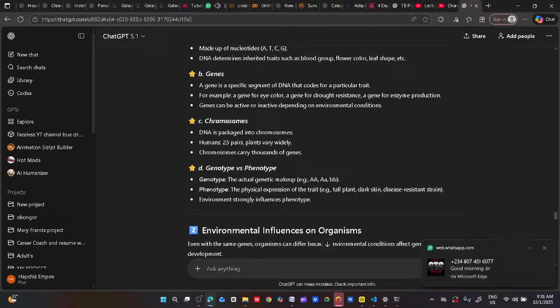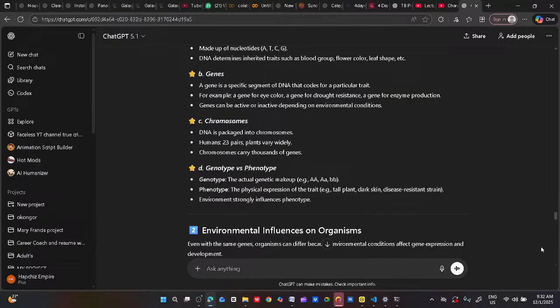Then, for example, a gene for eye color, a gene for drought resistance, that is the ability to resist drought, and a gene for enzyme production. All these are certain segments of DNA. So you should know that.